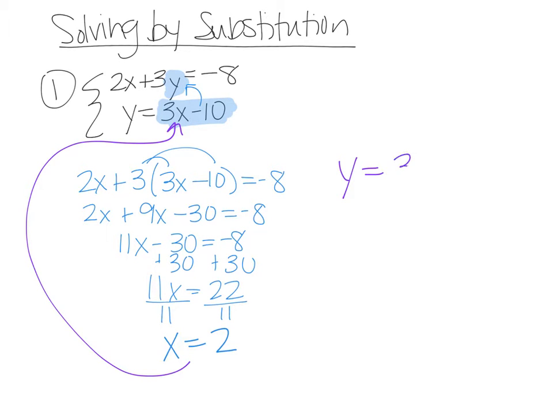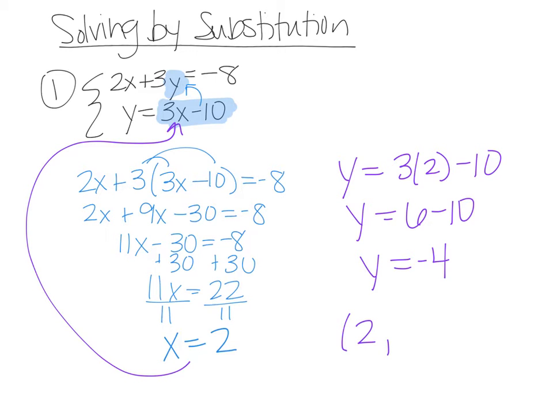So it's going to be y equals 3 times 2 minus 10. y equals 6 minus 10. So you get y equals negative 4. And if you remember back in Algebra 1, you would always write your answer as a coordinate, x comma y, as an ordered pair. So that's your answer, 2 comma negative 4.